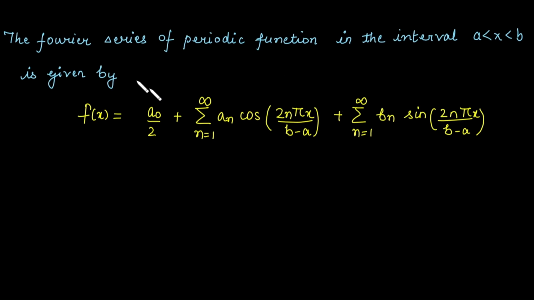In this video, we are going to learn what is the Fourier series of a periodic function. Suppose we have a periodic function defined in the interval a to b. The Fourier series of that periodic function can be written in this form: a0 by 2 plus summation from n equals 1 to infinity an cos of 2n pi x by b minus a, plus summation n from 1 to infinity bn sine of 2n pi x by b minus a, where a0, an and bn are called the Fourier coefficients.